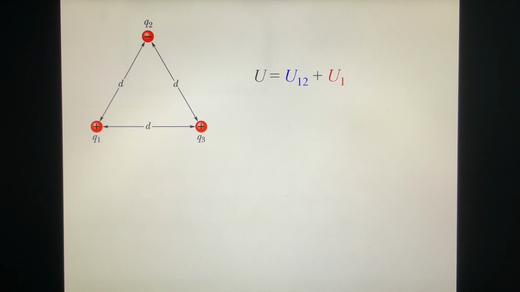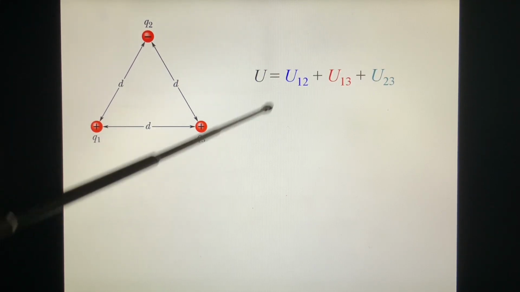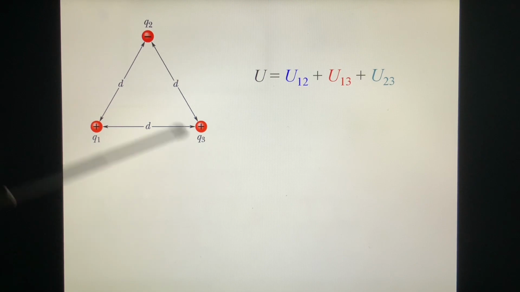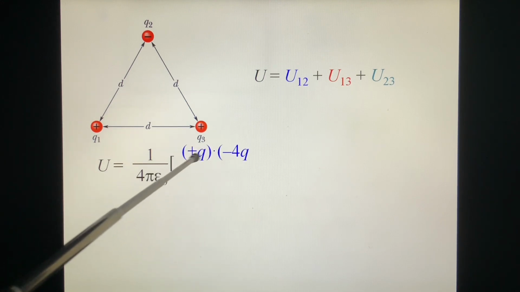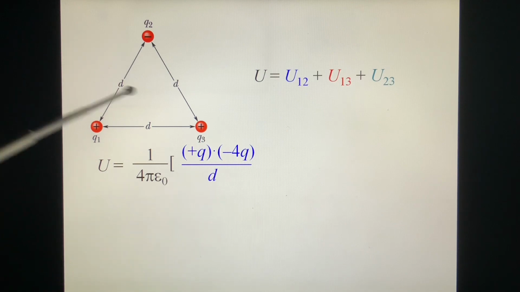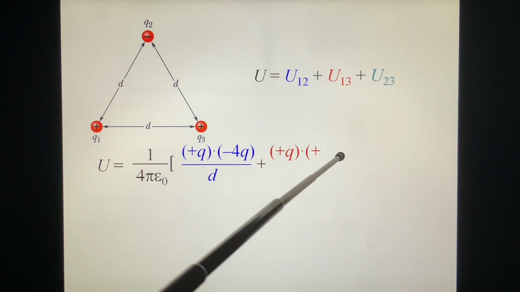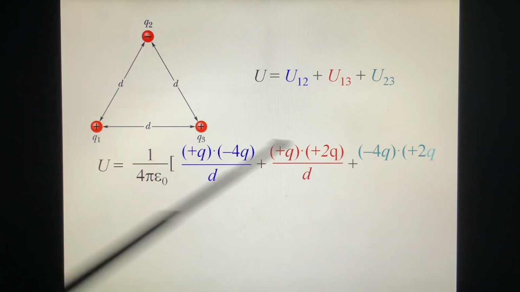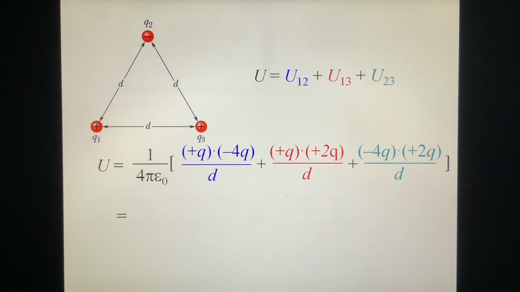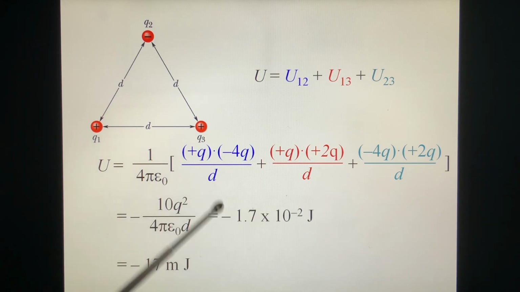Now, by definition, the whole potential energy equals U12 plus U13 plus U23. Each one, as we have learned, is 1 over 4 pi epsilon, Q1 Q2 over distance D, plus Q1 Q3 over distance D, plus Q2 Q3 over distance D. That's it. We put them together and get the answer, which is 17 million joules, minus.